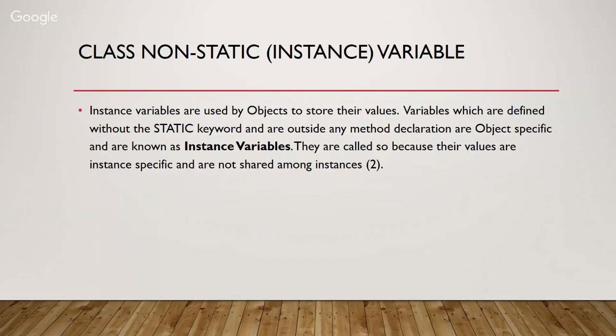So for a class, non-static instance variables are used by objects to store their values. Variables which are defined without the static keyword and are outside any method declaration are object specific and are known as instance variables. This is because their values are instance specific and are not shared amongst instances. So we'll see kind of how this works here.